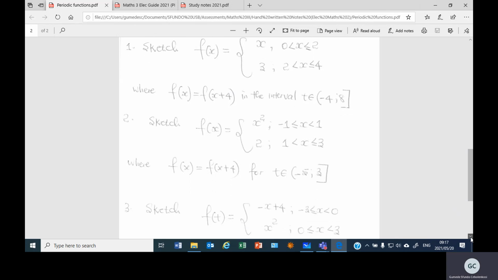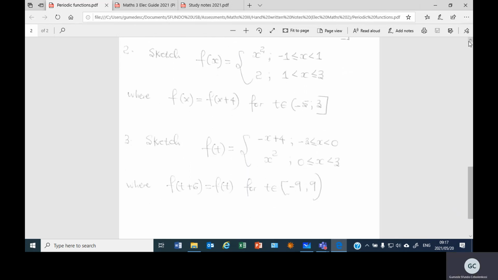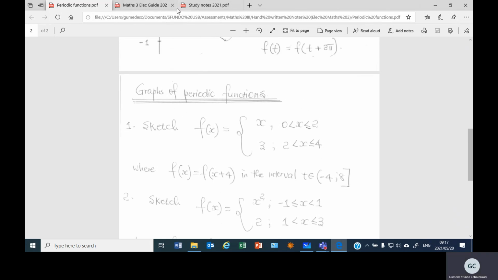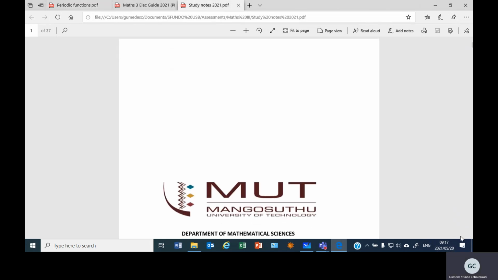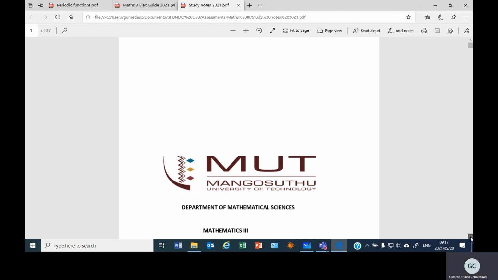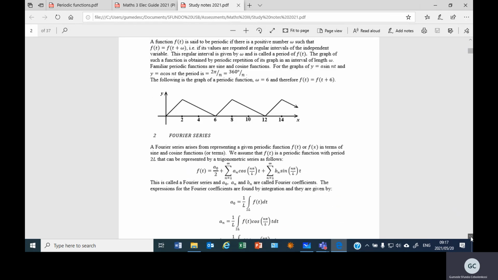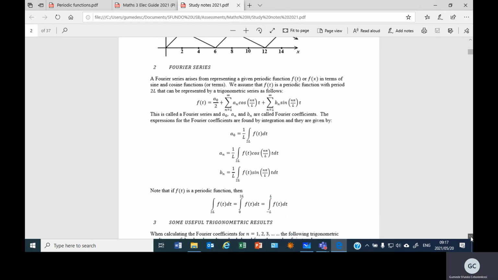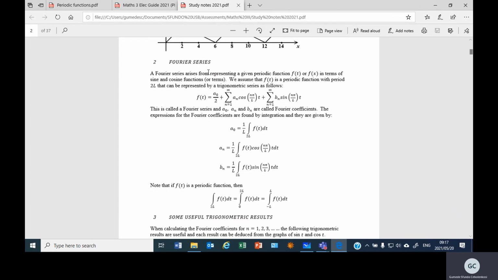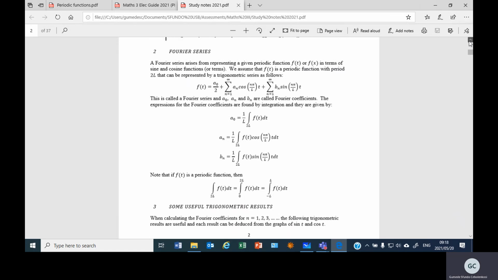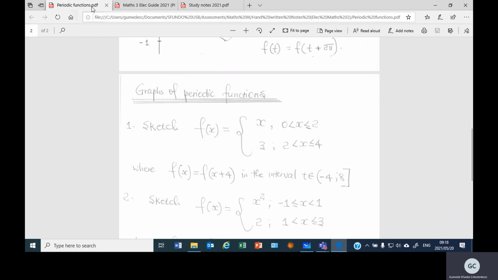The next lecture will be on Fourier series, of which I will send you a summary of notes. However, in the study notes, everything is explained. So it's up to you. This is the second lecture that will be about Fourier series. You can use these notes, or you can use my summarized ones. I try to take these notes and summarize them in an easy way. So I think that's it for now.